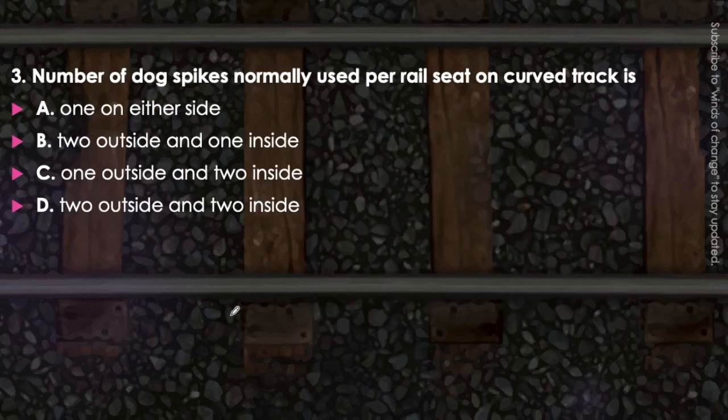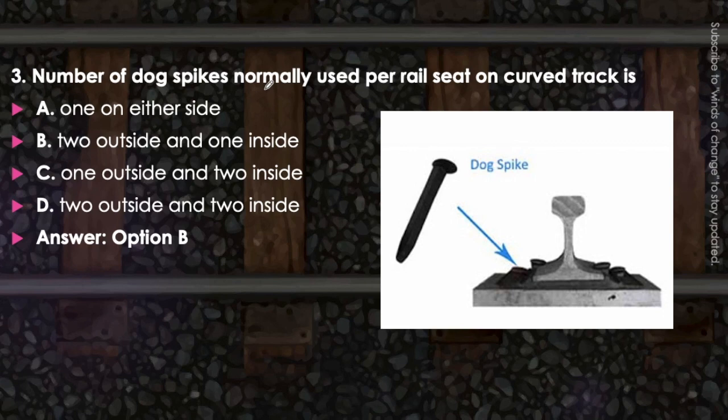Next question: the number of dog spikes normally used per rail seat on curved track is: 1 on each side, 2 outside and 1 inside, 1 outside and 2 inside, or 2 outside and 2 inside. We are talking about the dog spikes here. Think about it. How many dog spikes are being used per rail seat on curved track? The answer will be option B, that is 2 outside and 1 inside.